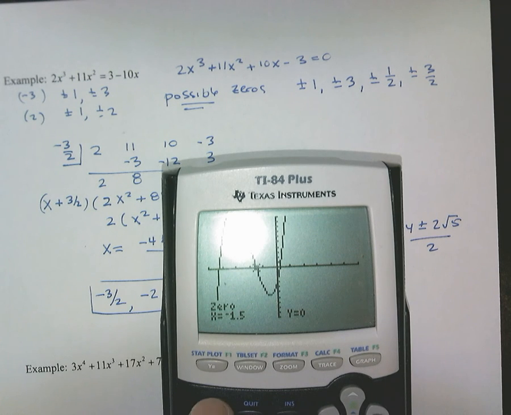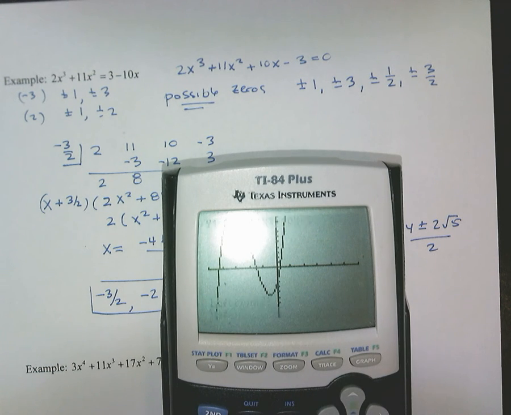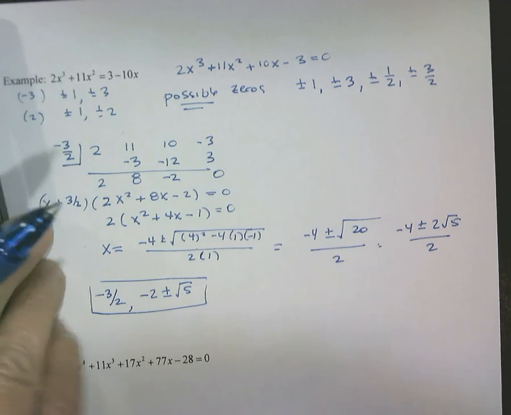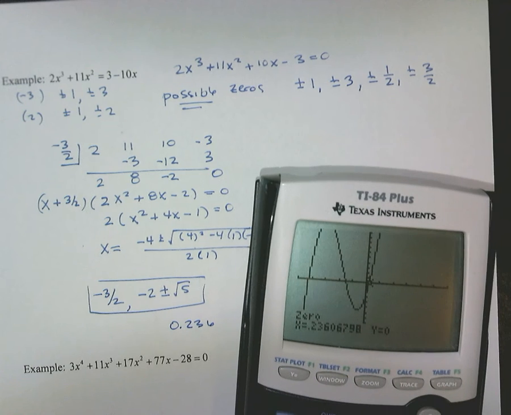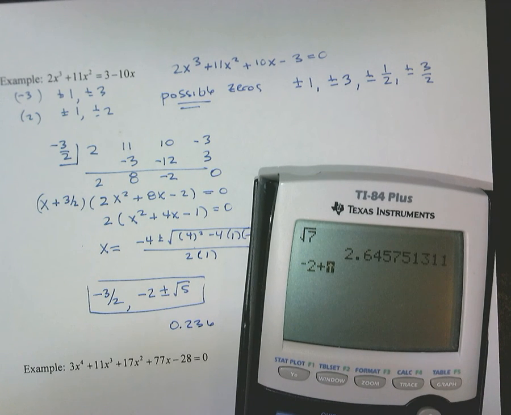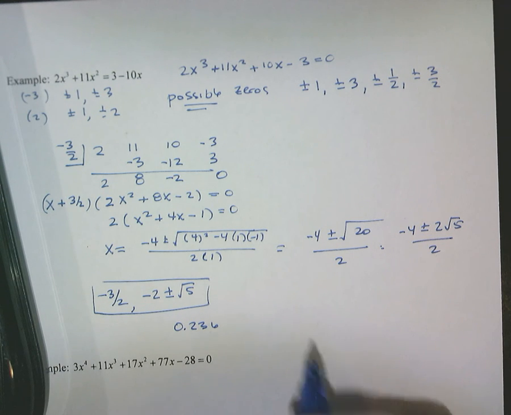Let's look at this third one here. It's between 0 and 1. So left bound is 0, right bound is 1. When it says guess, I hit enter, I get 0.236. So negative 2 plus the square root of 5 is 0.236. So that verified it. So yes, you can use a calculator. It would give you the decimal approximations. The other one being negative 4.236.